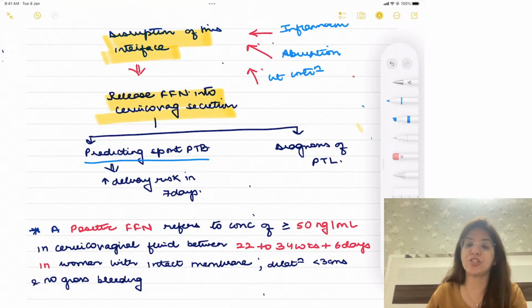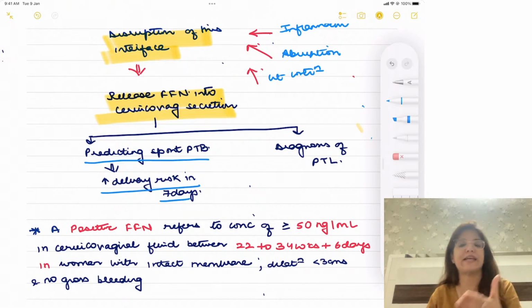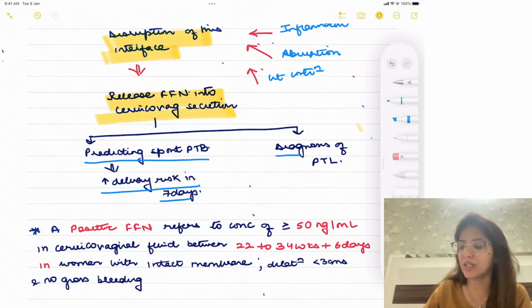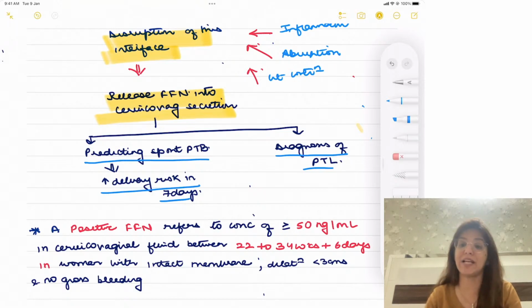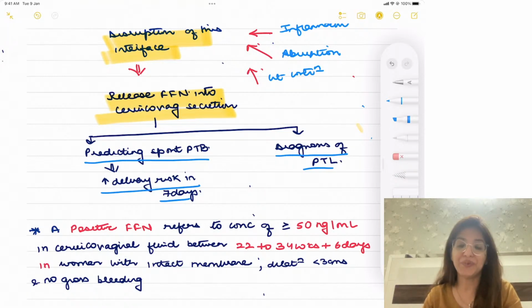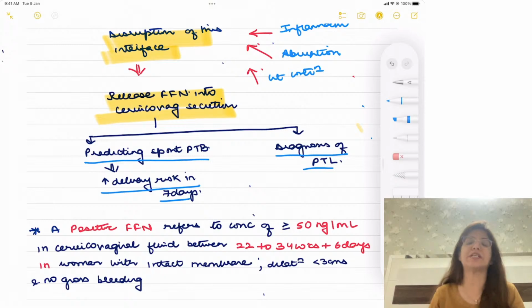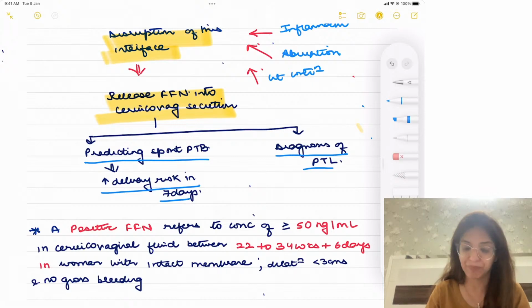Because if fetal fibronectin protein is present in cervicovaginal secretions, that means there is an increased risk of delivery in the coming 7 days. Right? So it can predict preterm birth also, and it can be used in the diagnosis of preterm labor also. So now again I'm telling you, every preterm labor doesn't end in preterm birth, right? So this is used as a diagnosis for preterm labor, right? And it can predict that this preterm labor can end up in preterm birth in next 7 days, right?